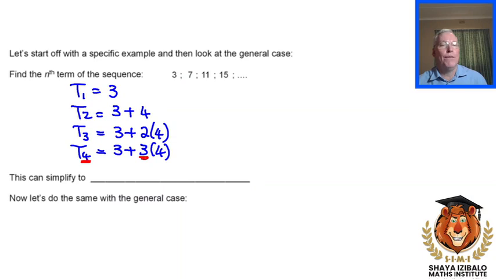To find the fifth term, how many lots of 4 do you think we're going to add? We're going to add 4 lots of 4. So maths is all about looking for pattern, all right? And so what we see is that this number here is actually always 1 bigger than that number. Or this number here is 1 less than that number.